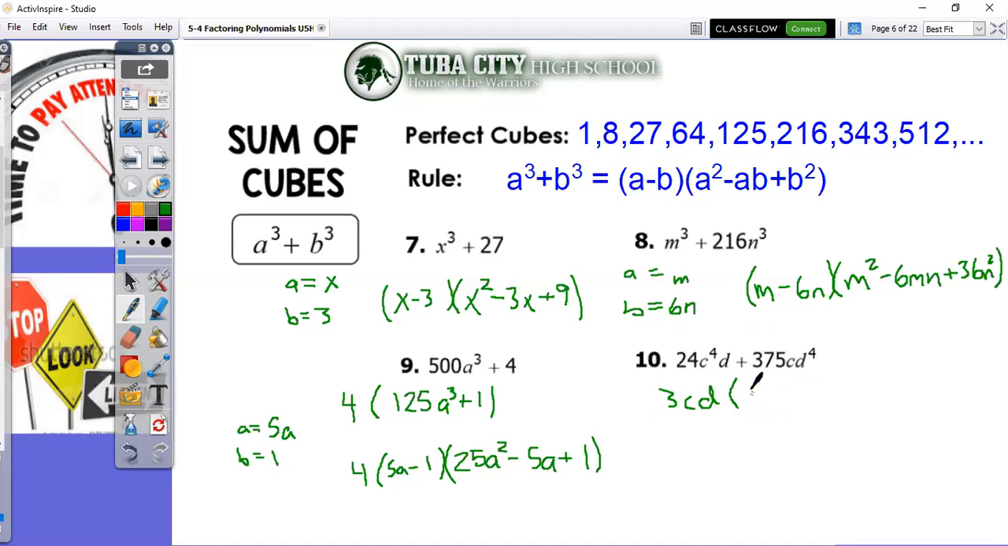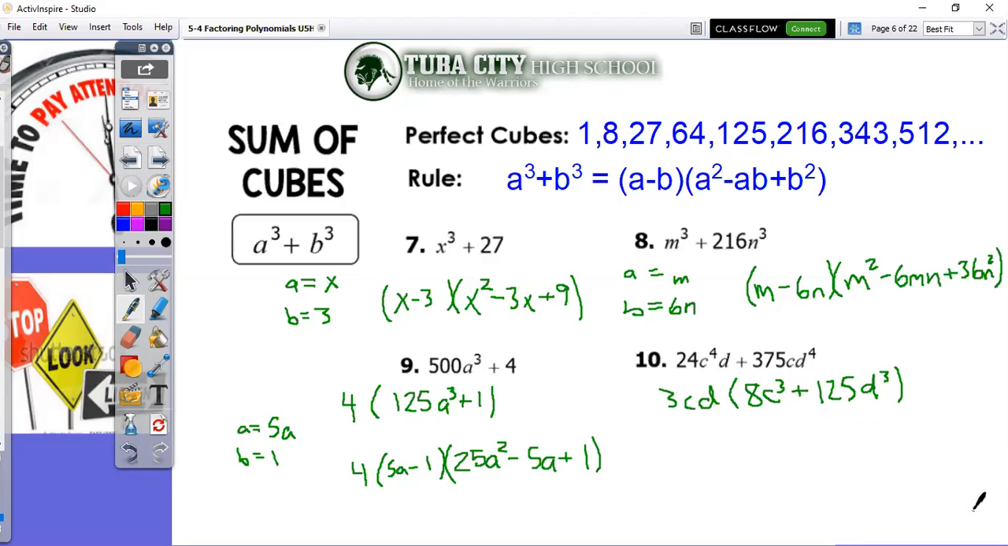So 24 divided by 3 is 8. C^3, and this cancels out, so we have none of those left over. 375 divided by 3 is 125. Okay. And there we go. So what are our values?